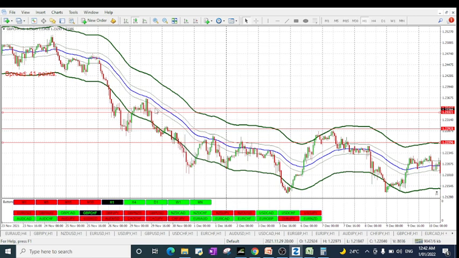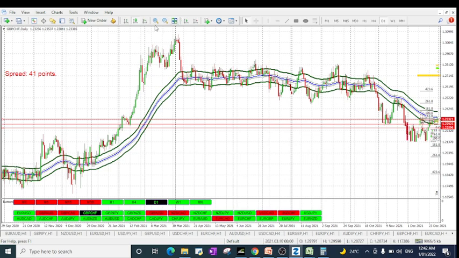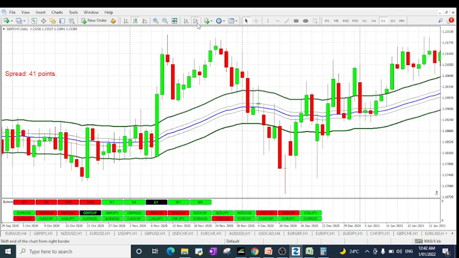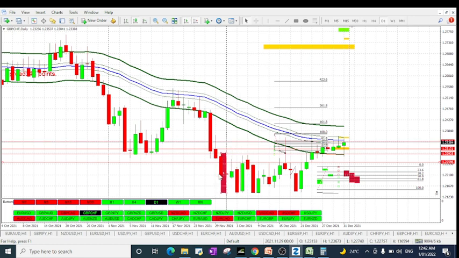This is a bearish daily candle. This is a bearish daily candle. So I will switch to daily chart. Let's see what it looks like. So it's a bearish daily candle. You can see a huge bearish daily candle.